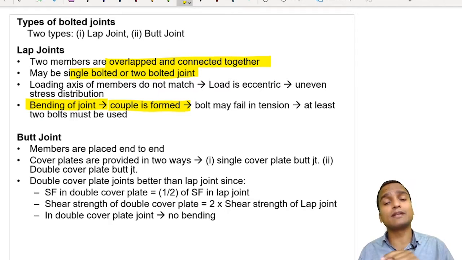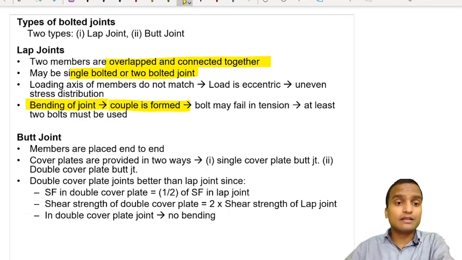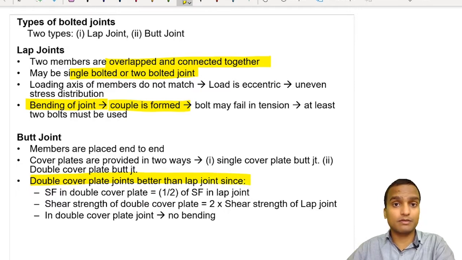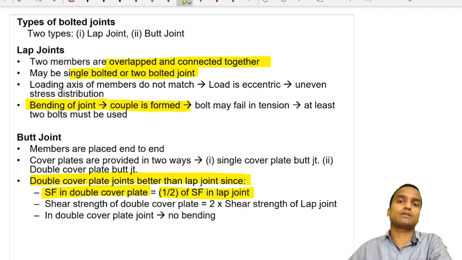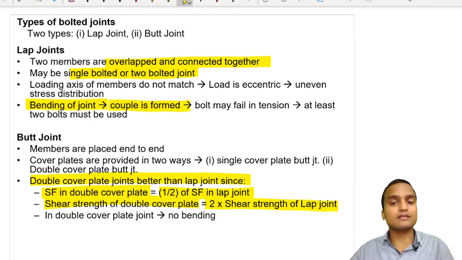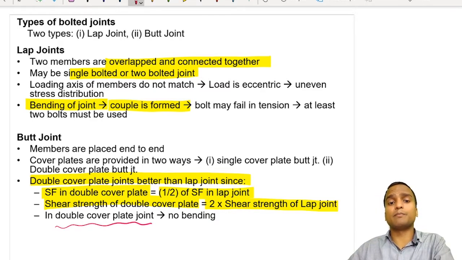Whereas in case of double cover plate butt joint, we have the benefit of having two shear planes. Because of having two shear planes, double cover plate butt joints are better than the lap joints or the single cover plate butt joint. And due to this, shear force in double cover plate is half of the shear force in lap joint, and therefore the shear strength of double cover plate becomes twice the shear strength of lap joint. This will become very clear when you understand the shear plane. Alright. And there is no problem of bending in double cover plate butt joint as such.